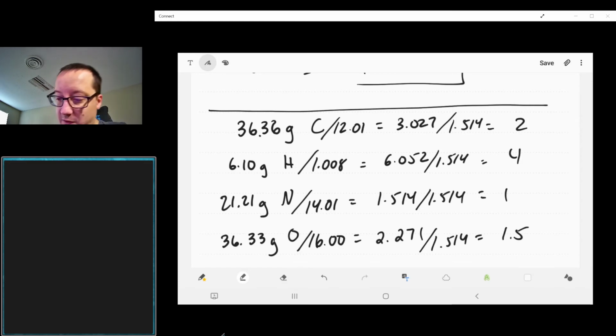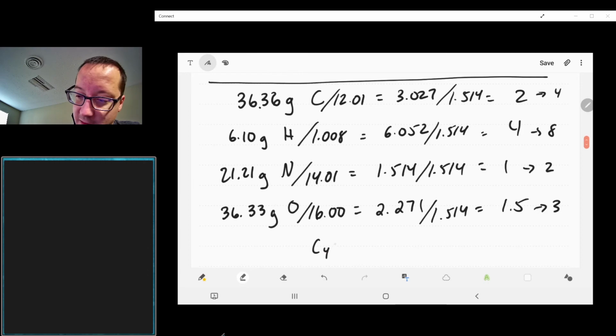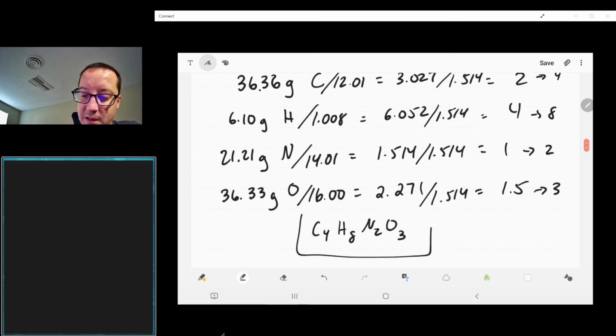Since we do have a 0.5 in our answer, we're going to have to multiply all of these by 2. That was something I noticed on a lot of your homework: when you multiply things by 2, you forgot to multiply all of them by 2. So every single thing here needs to be multiplied by 2. That means we have 4, 8, 2, and 3. And so the formula for this would be C4H8N2O3. And that would be our answer there.